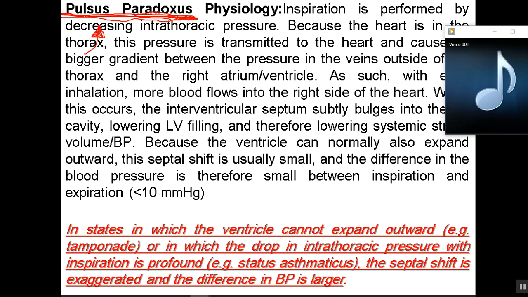So it exaggerates the difference in blood pressure between expiration and inspiration. Normally there is no more than 10 mmHg difference; more than 10 is abnormal. You measure the blood pressure during inspiration and expiration. Normally the difference is less than 10. In case of pericardial effusion, the patient has an increased difference between the systolic pressure in inspiration and expiration. The effusion shows an enlarged heart on X-ray and is confirmed by echo.